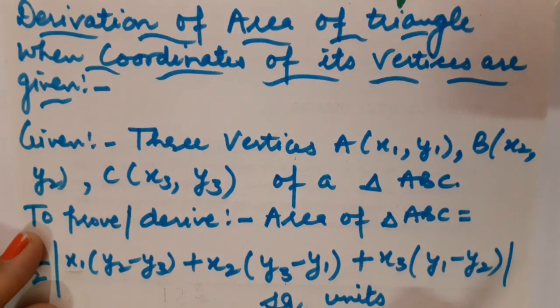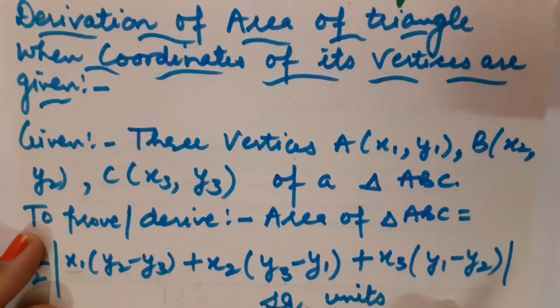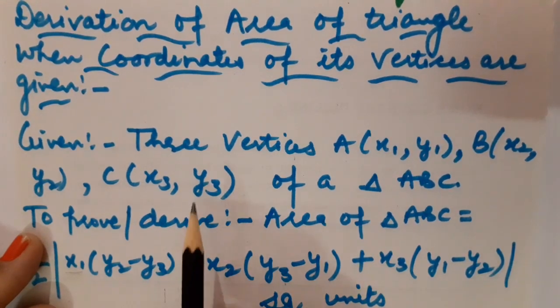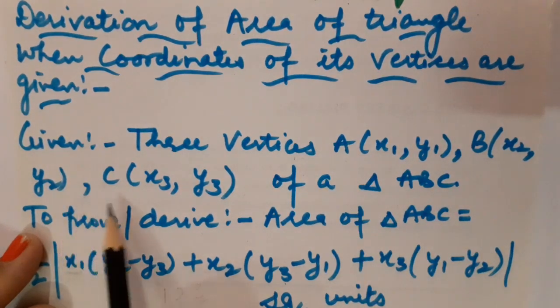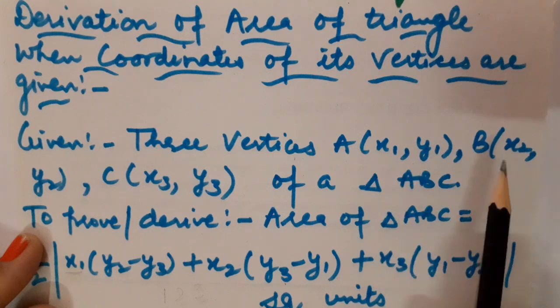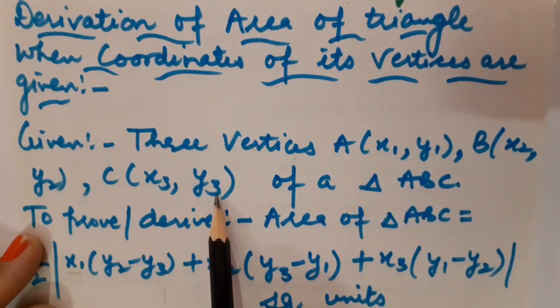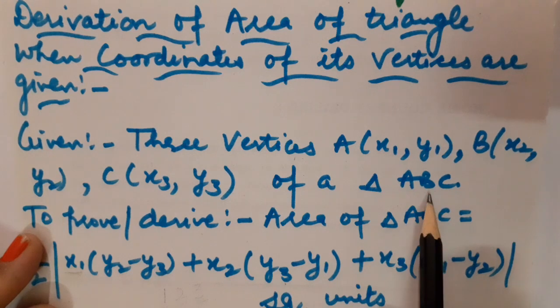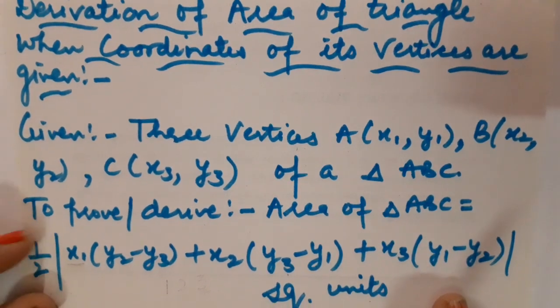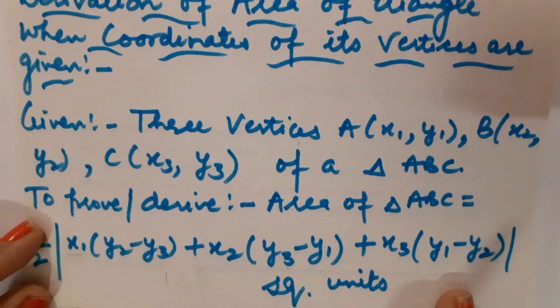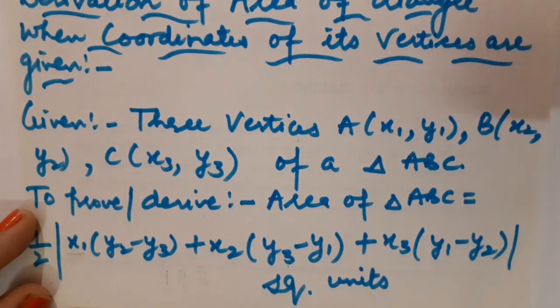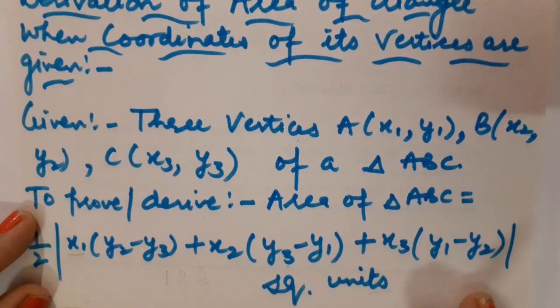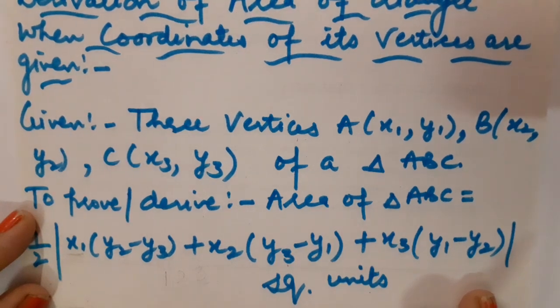What is given in this question basically before we go for the derivation of area of triangle? We must have three vertices given, that is A, B and C, along with the coordinates x1, y1, x2, y2 and x3, y3 of a triangle ABC. Fine, students. Now what we have to derive? Before derivation you must know what you are going to derive. As I have just told you, I am going to derive the formula of area of triangle when the coordinates of its vertices are given.